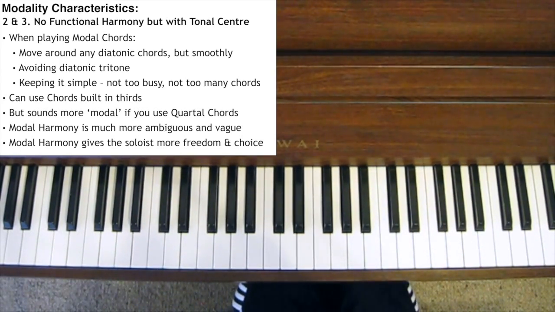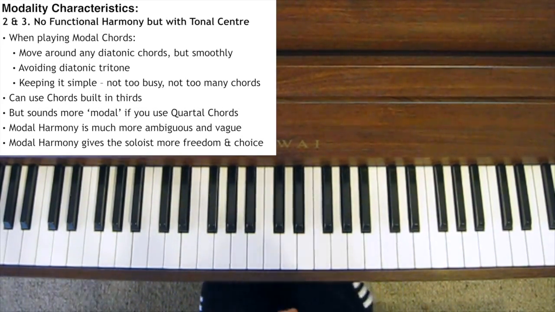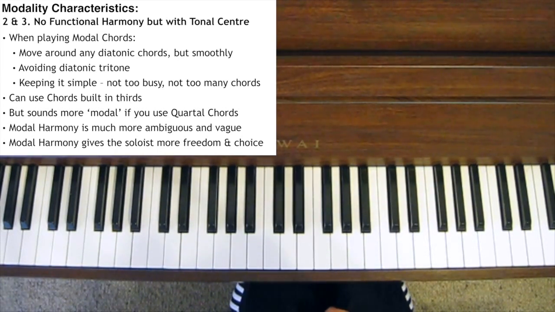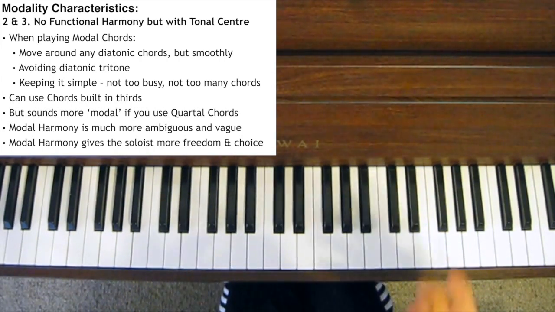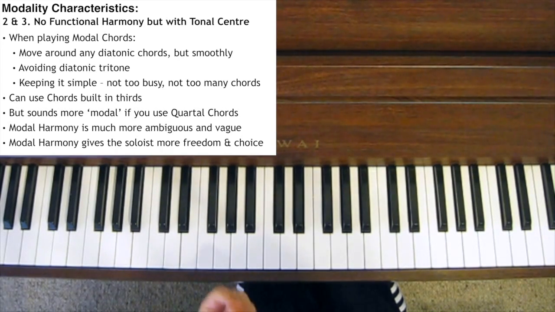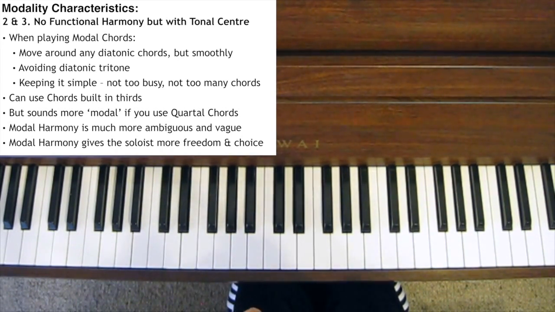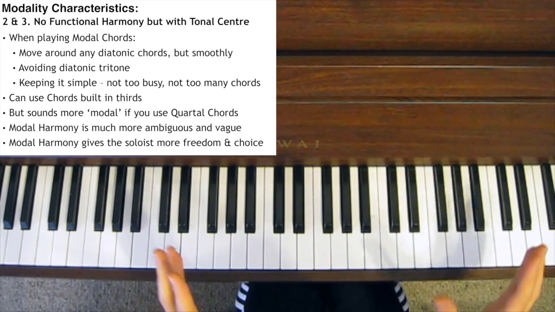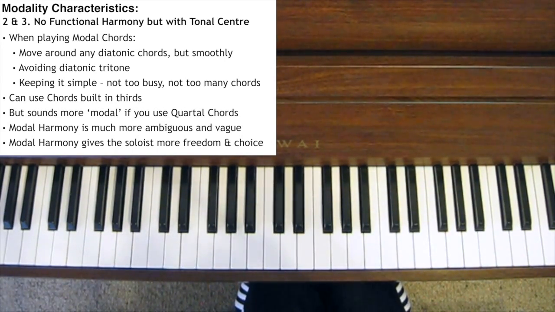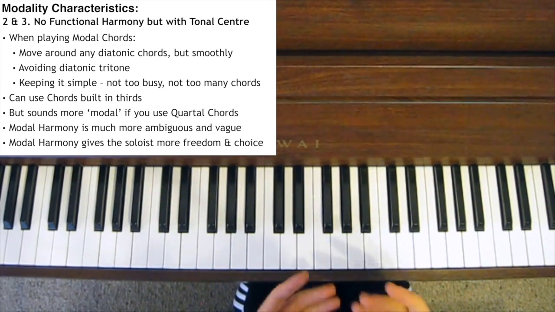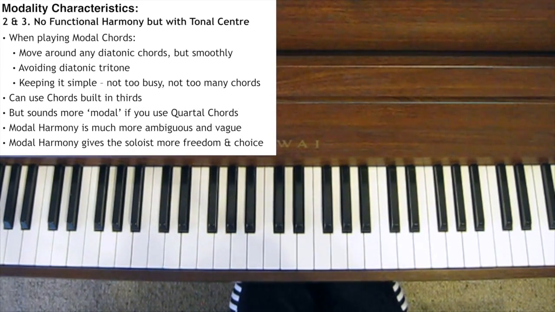So modal harmony creates a more ambiguous and vague sound and is now considered much more modern than traditional tonal harmony. So modal harmony completely changed the way people think about jazz and about improvisation. And it led to the creation of modal jazz, with Miles Davis's Kind of Blue album considered the epitome of modal jazz. And in fact, this is why so many people consider Kind of Blue to be one of the greatest jazz albums of all time.